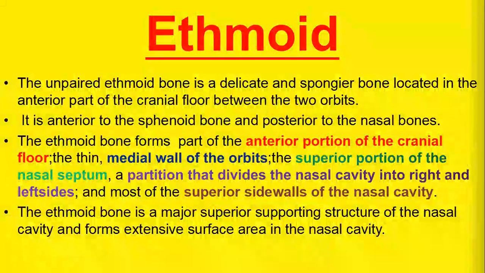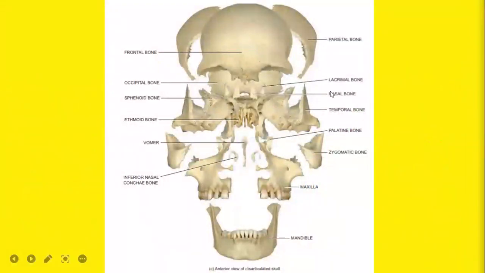The ethmoid bone forms part of the anterior portion of the cranial floor, the thin medial walls of the orbit, the superior portion of the nasal septum, a partition that divides the nasal cavity into right and left sides, and most of the superior side walls of the nasal cavity. The ethmoid bone is a major superior supporting structure of the nasal cavity and forms extensive surface area in the nasal cavity. So let's get to the skull.